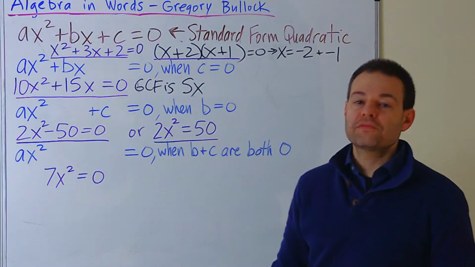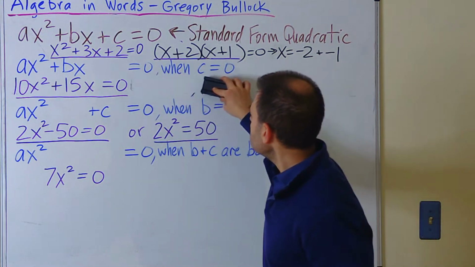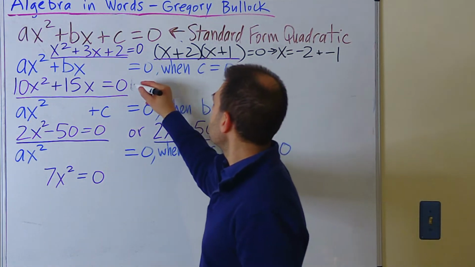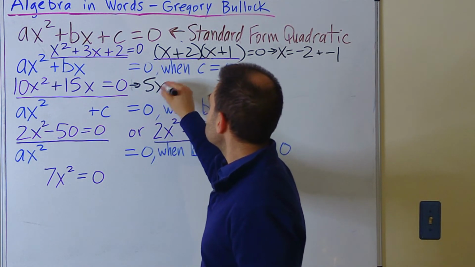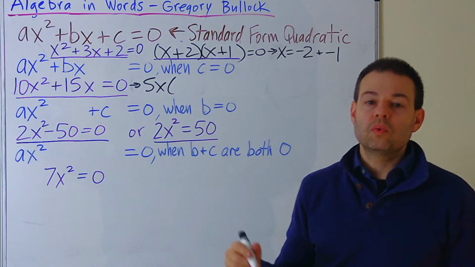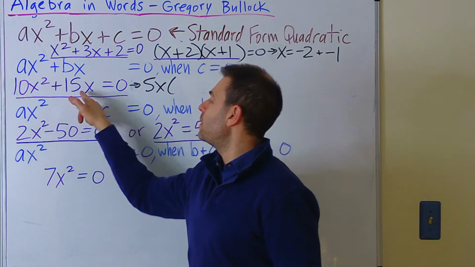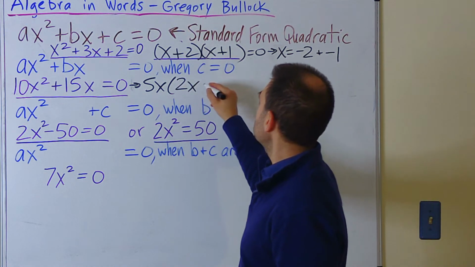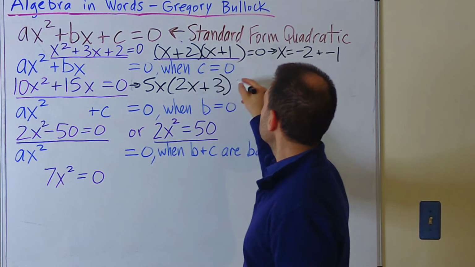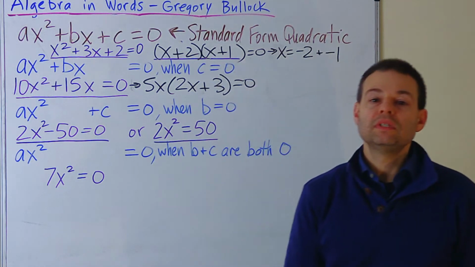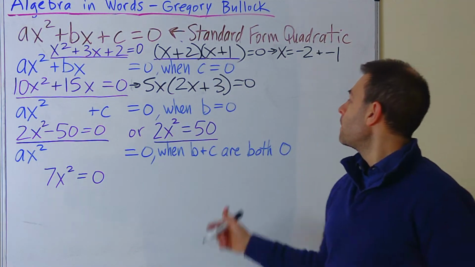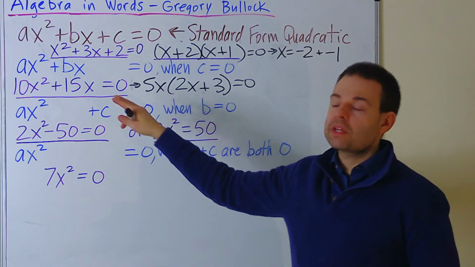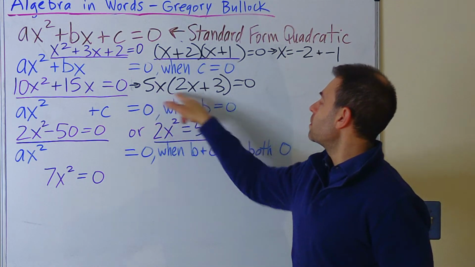And I'm just going to erase this for more room. But now we're going to factor the 5x out, and it's going to look like this. 5x, and then in parentheses, whatever's left after we divide out 5x from each term. And that's going to leave us with 2x plus 3 equals 0. Now, again, we factored a greatest common factor out. We had both terms on the same side. Now we have it like this.